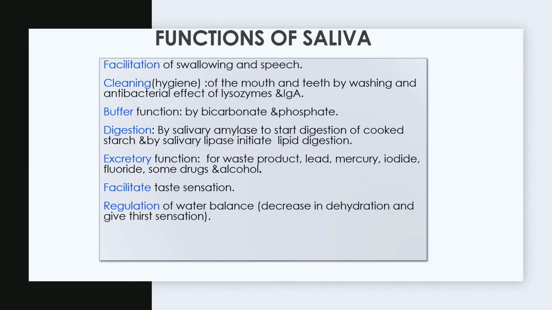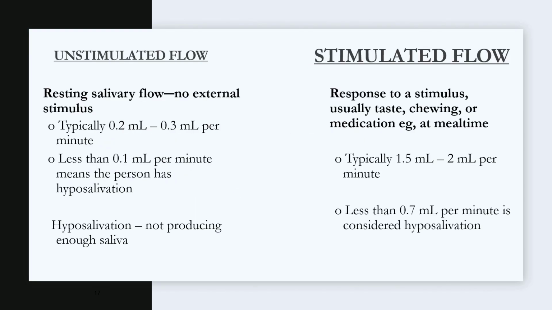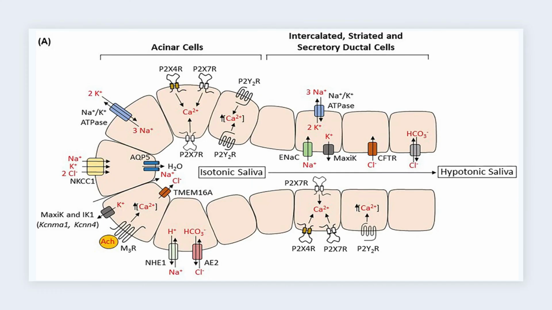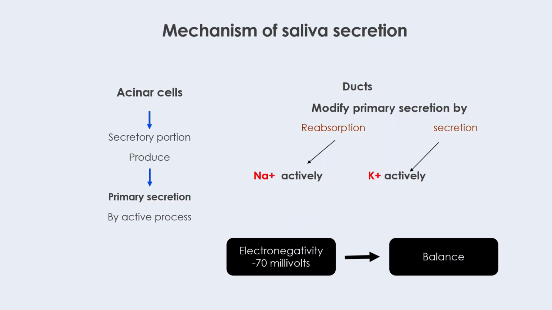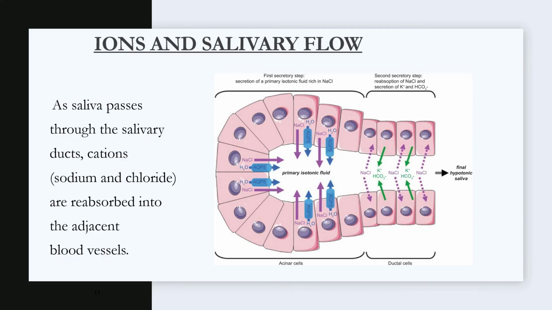I hope you have understood everything. This is a very simple and easy lecture. You just have to go through it one time, I think, or two times maximum, and you are good to go. So this is my favorite picture in the whole lecture: how the isotonic fluid is becoming hypotonic, and how the ions are moving.